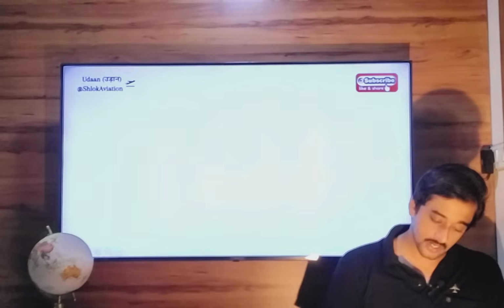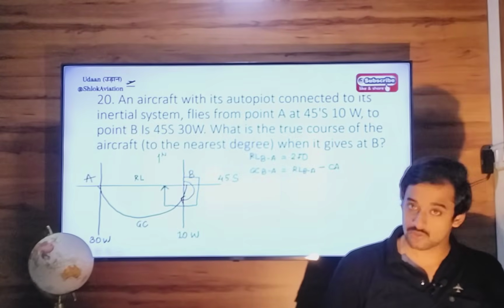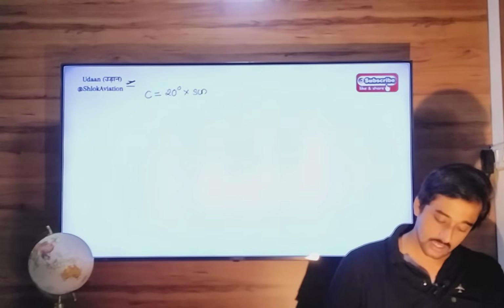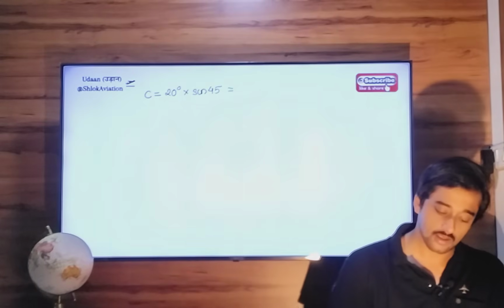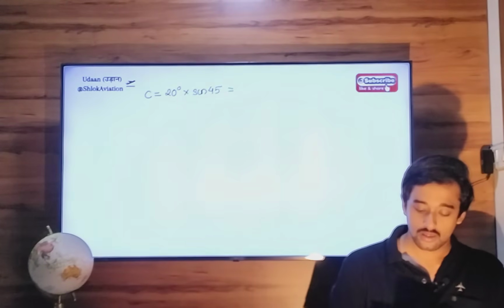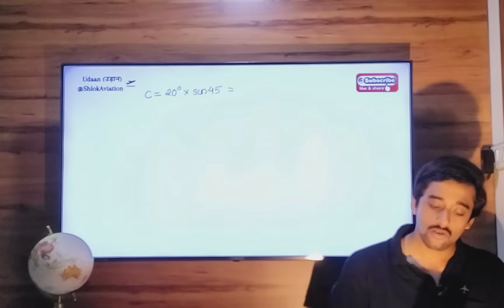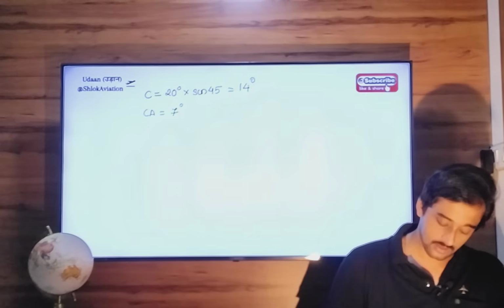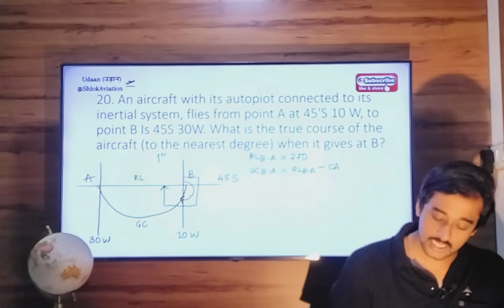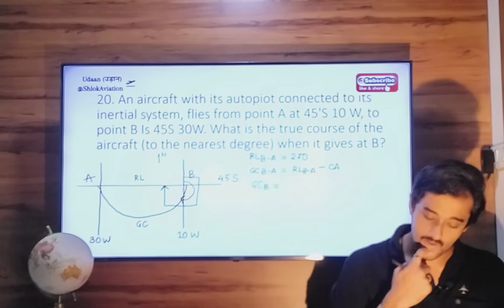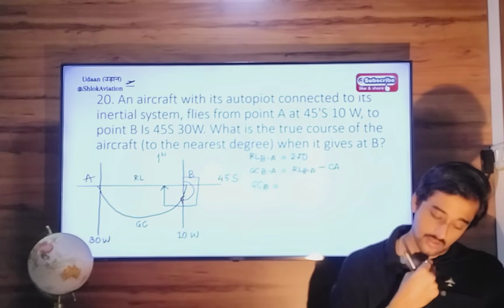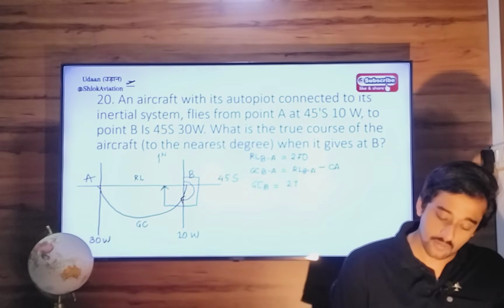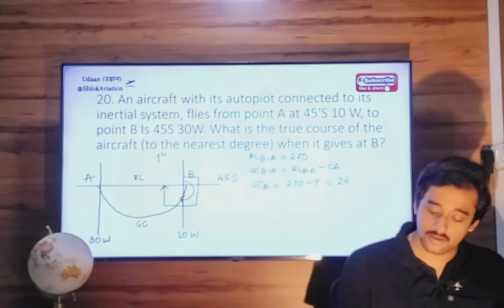So what is the convergency here? D long, 30 west minus 10 west is 20 degrees, into sine of latitude, sine 45. So 20 into sine 45 is 14 degrees. So the convergency angle is 7 degrees. So great circle B to A will be 270 minus 7, that is 263.